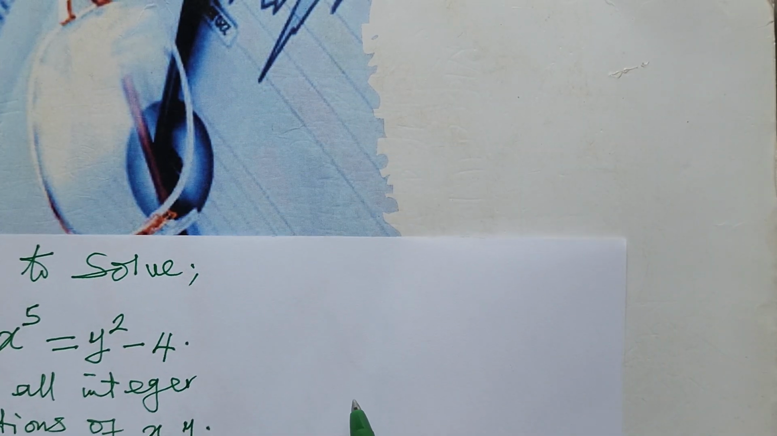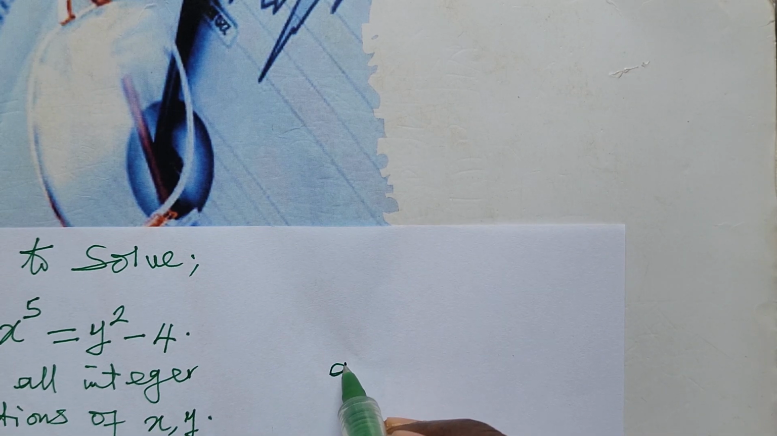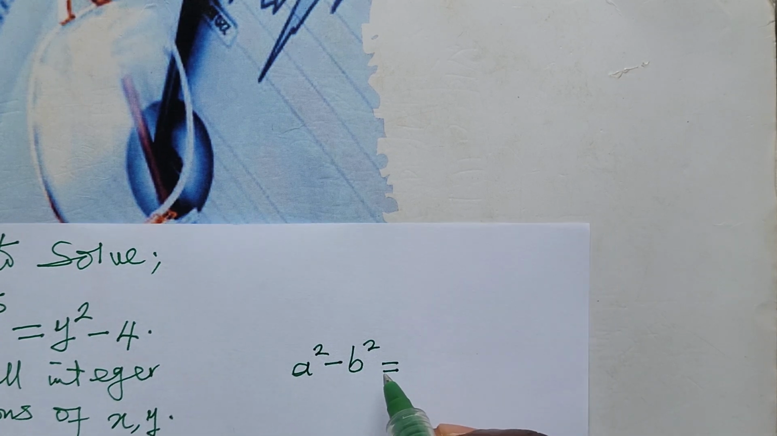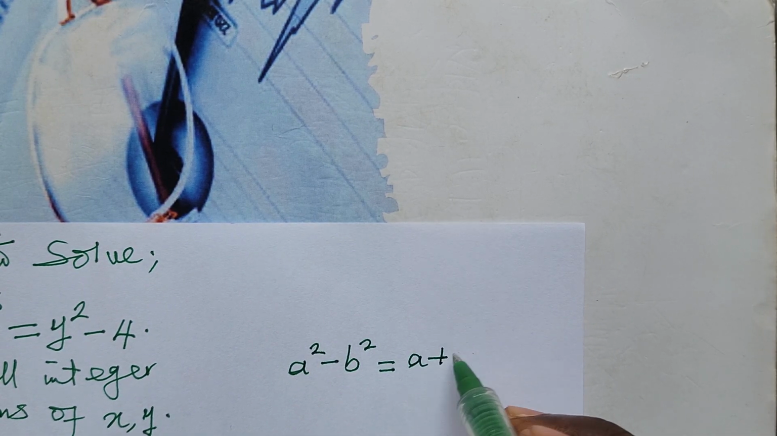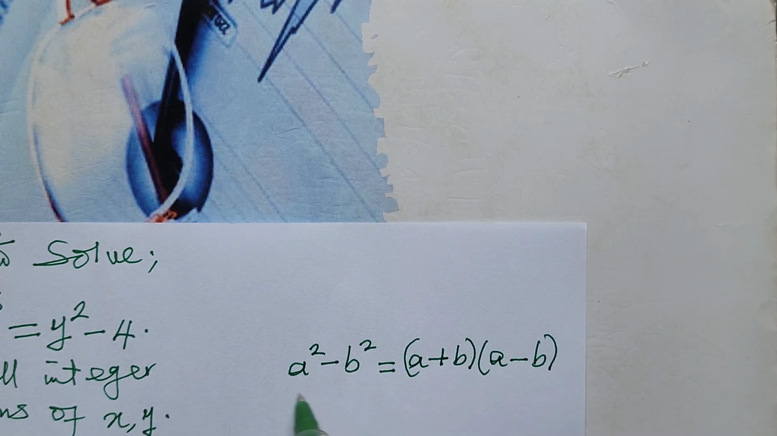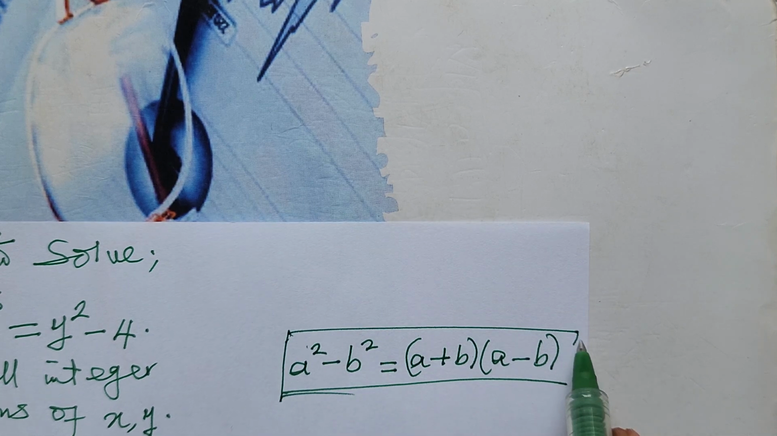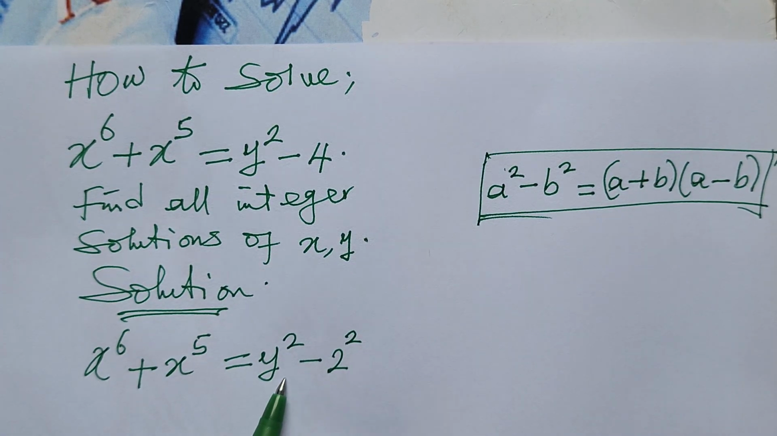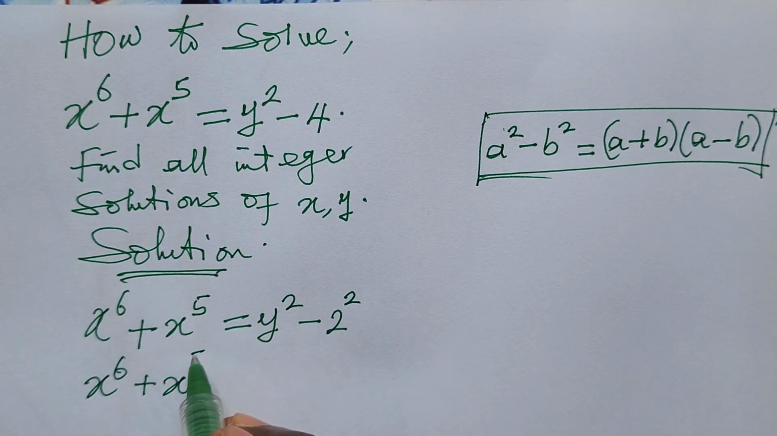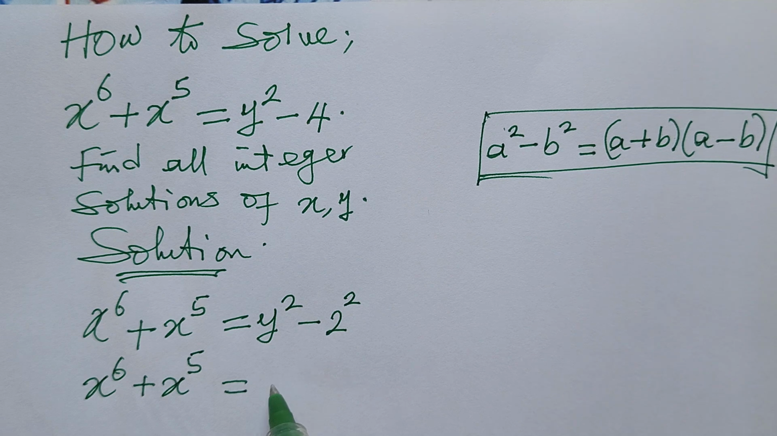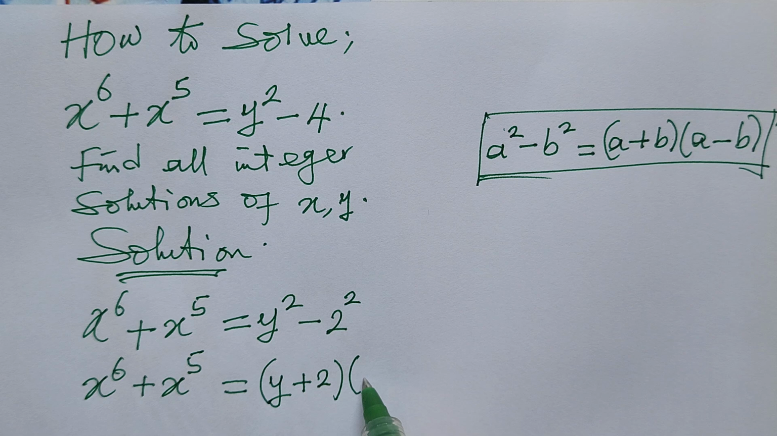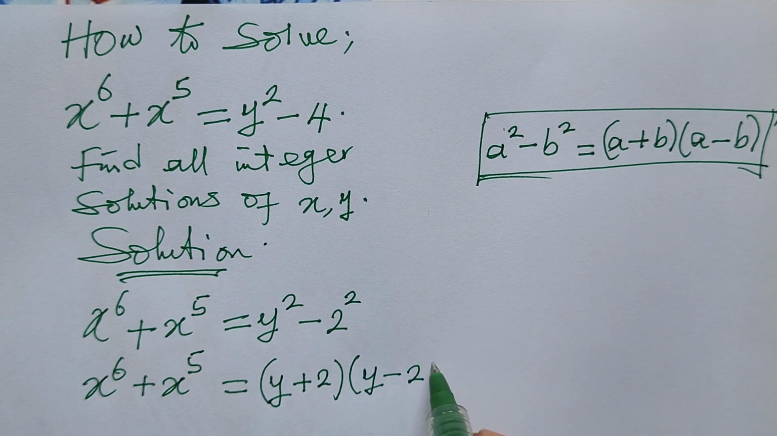Now recall the difference of two squares. If you have a to the power of 2 minus b to the power of 2, this is equal to (a plus b)(a minus b). With this we can rewrite our expression. So x to the power of 6 plus x to the power of 5 is equal to (y plus 2)(y minus 2).